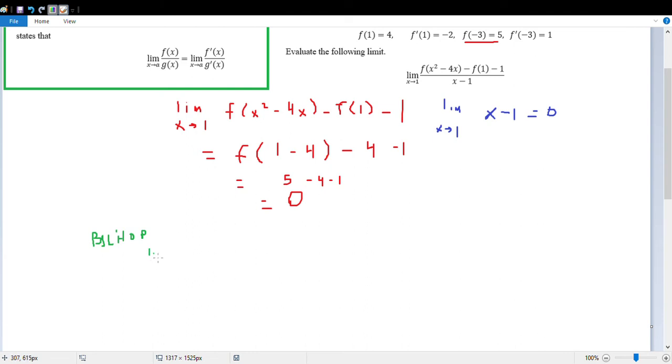So by L'Hop, we know that the limit as x approaches 1 of all that over all this, if this limit exists, must be equal to the limit as x approaches 1 of the derivative of the numerator over the derivative of the denominator.